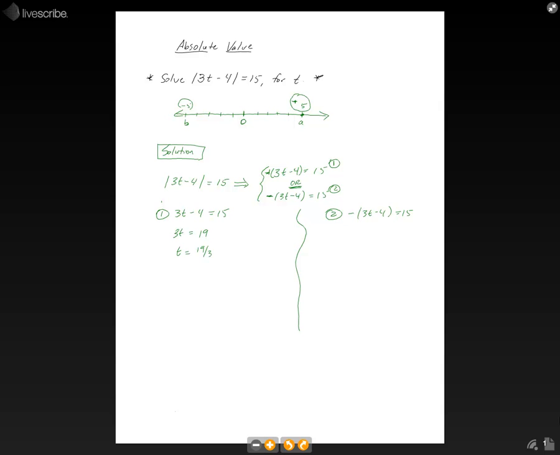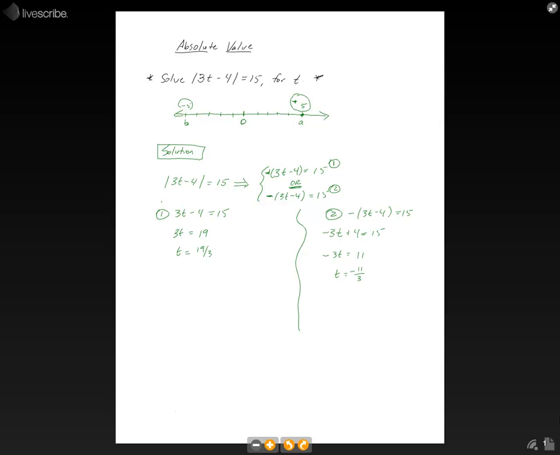we're going to multiply that -1 through both terms, both the 3t and the -4, so that gives us a minus 3t plus 4 is equal to 15. Then we subtract 4 from both sides of the equation, and then divide both sides of the equation by -3.